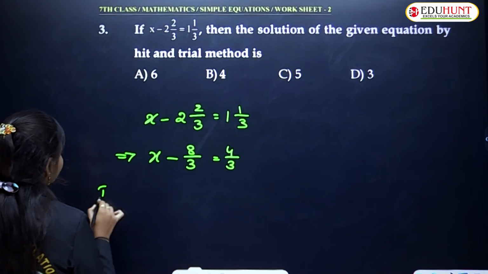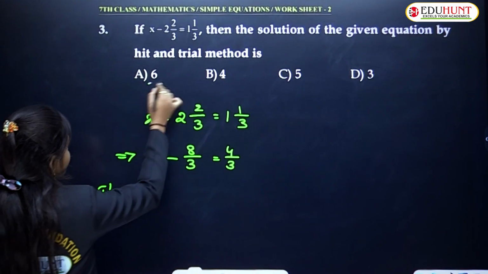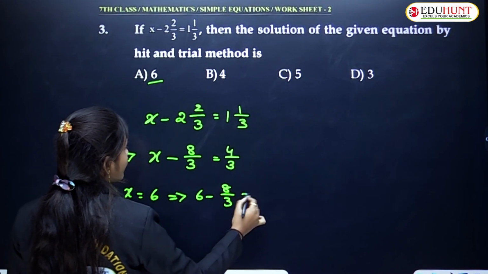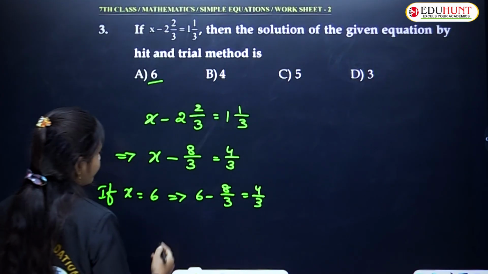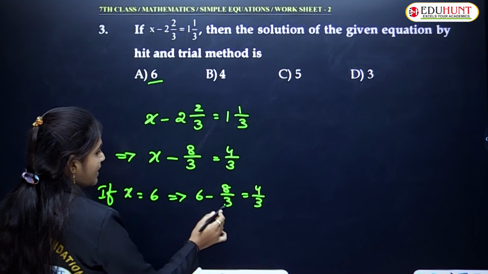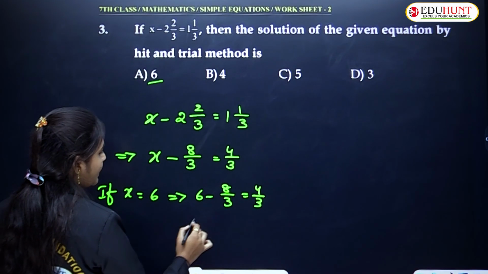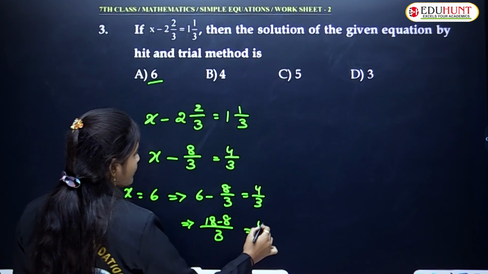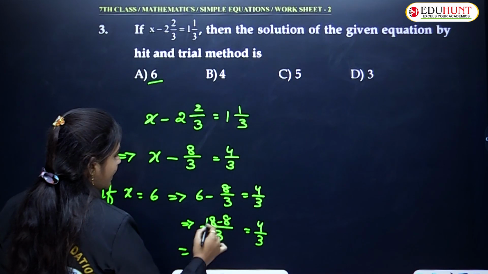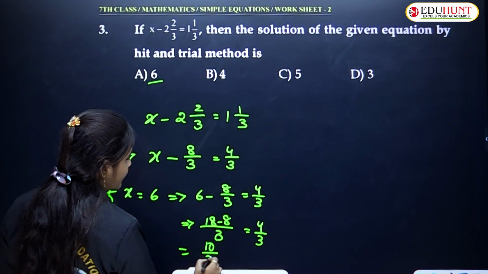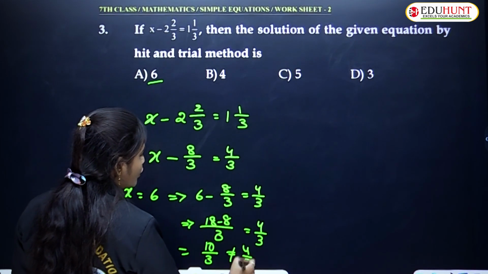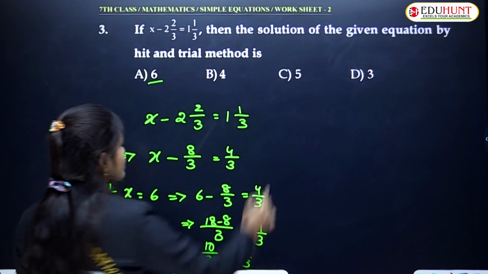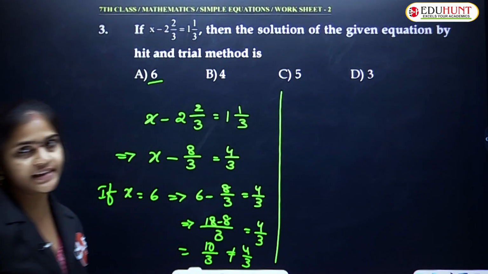Okay. If x is equal to, what is the first value here? 6. Then here 6 minus 8 by 3, which equals 4 by 3. 3 into 6, 3 sixes are 18. 18 minus 8 by 3, which equals 4 by 3. 18 minus 8 is 10 by 3. 10 by 3 not equals 4 by 3. So here the first option is not satisfying.